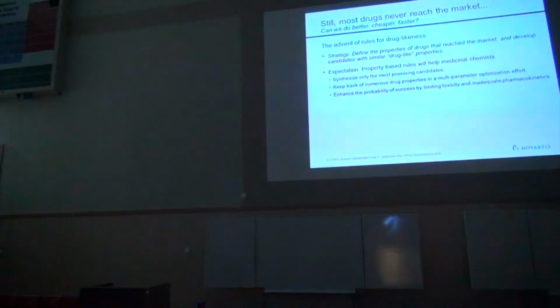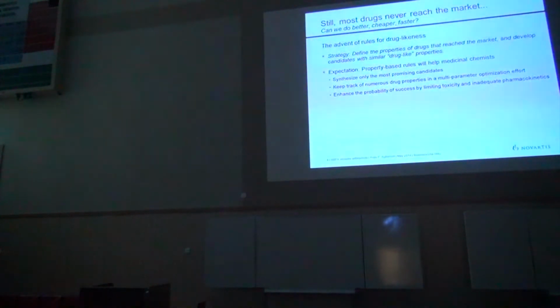So the question is, for us chemists, can we do it better? Can we do it cheaper? And can we do it faster? So can we select drugs better, drug candidates better, before we bring them into clinical development? And that was the motivation for developing rules for drug likeness. The strategy was simple. It was to define the properties of drugs that reach the market, that reach the patients, and develop candidates that would have similar properties overall.